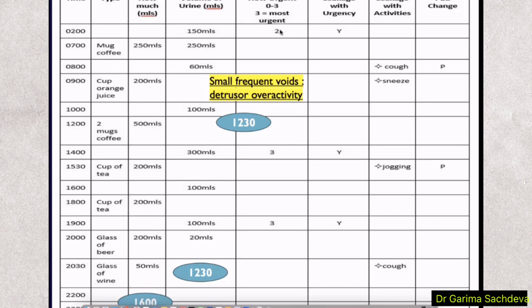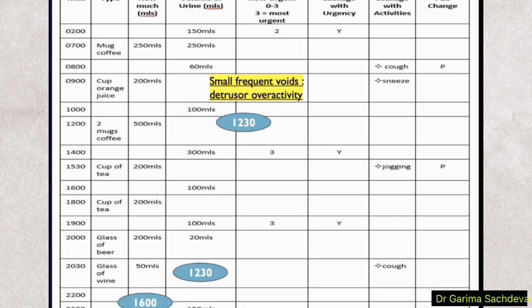Overactive bladder, because she's having urgency. So there is urge incontinence. With urgency, there is leakage also. And because on coughing and sneezing there is leakage, there is stress incontinence also. So it is mixed. Okay, ma'am.